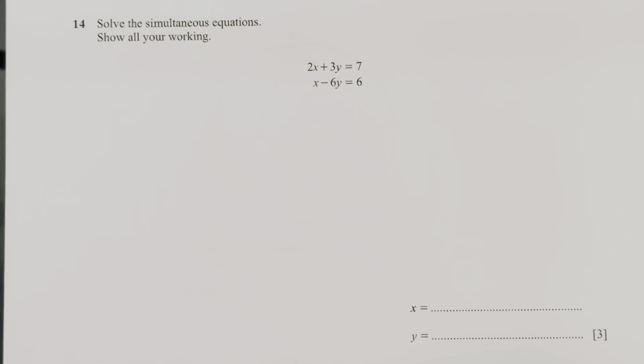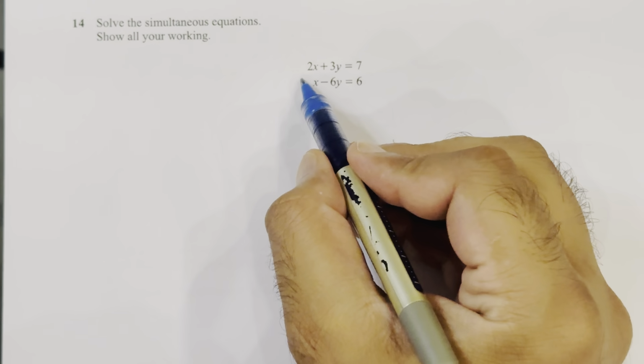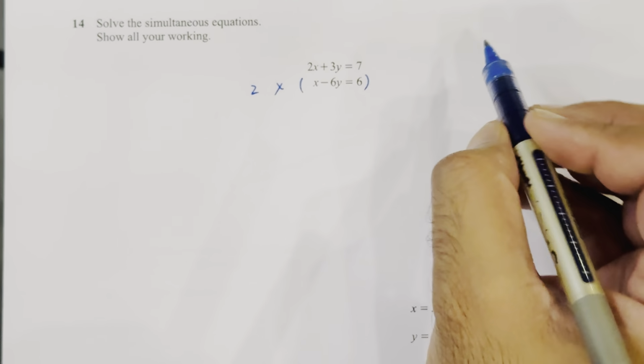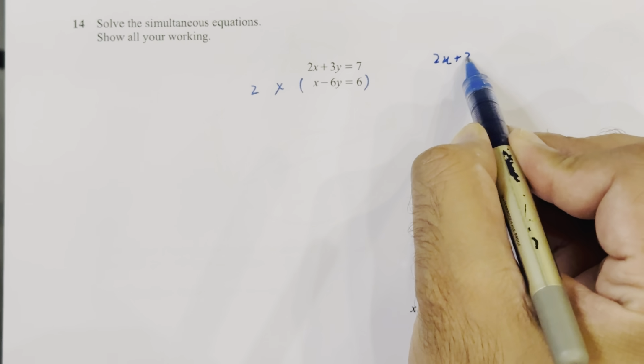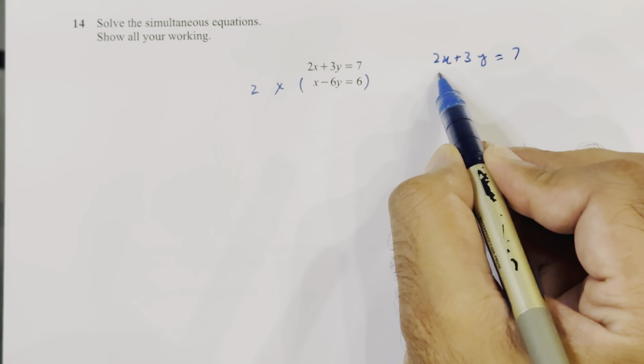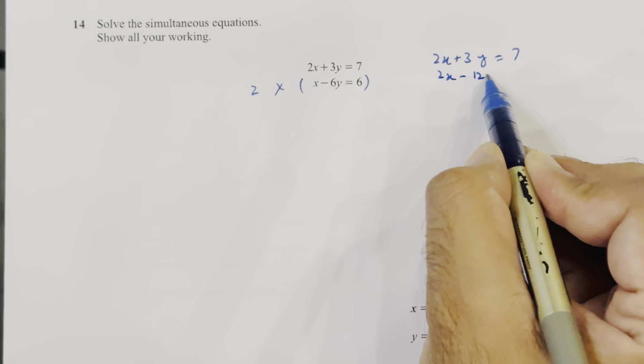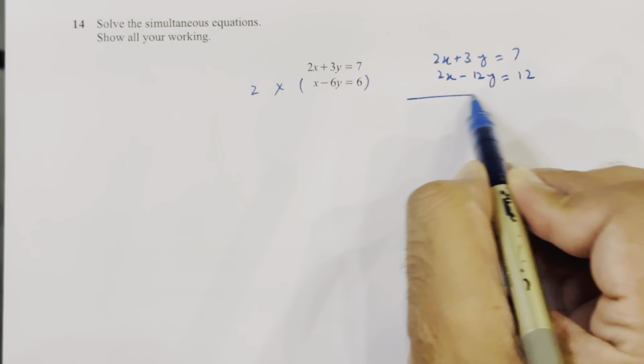Moving to question number 14. Question number 14 is that solve the simultaneous equation. Show all your working. So 2x plus 3y is equal to 7. Then x minus 6y is equal to 6. Okay. We can multiply this equation by 2. So it would be like that. 2x plus 3y is equal to 7. Then 2x minus 12y is equal to 12.